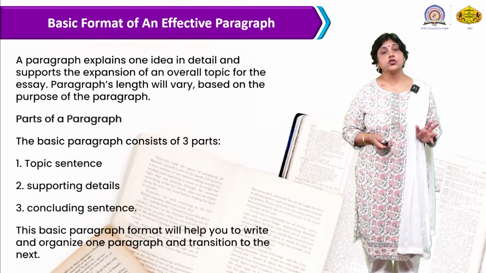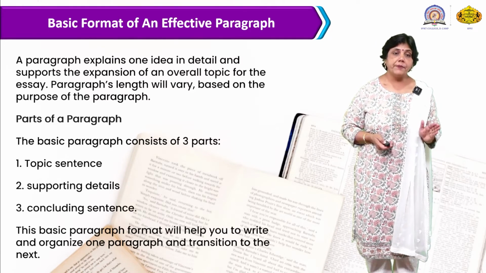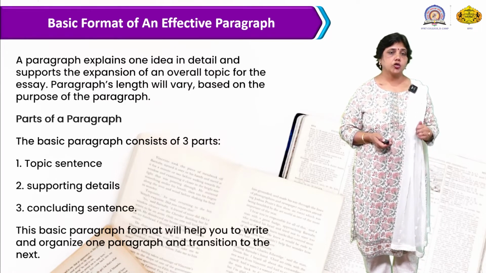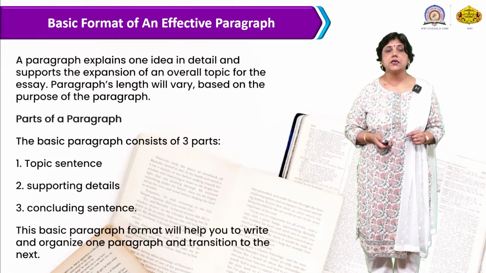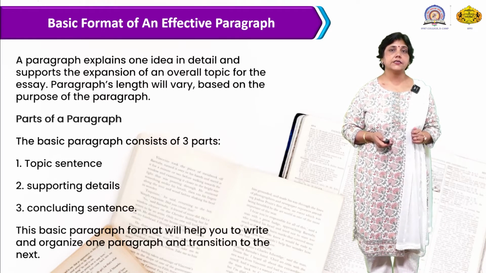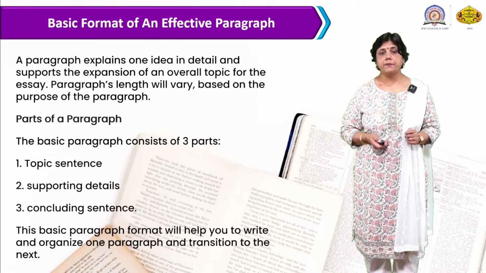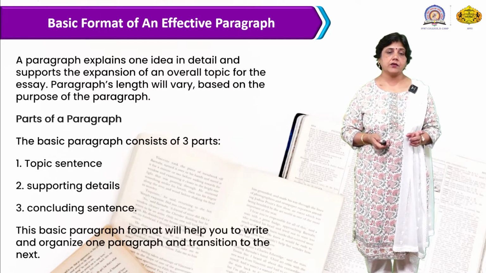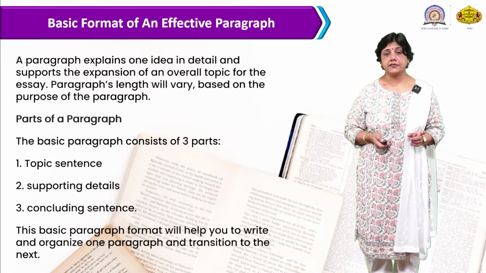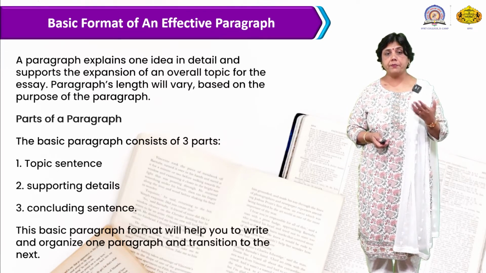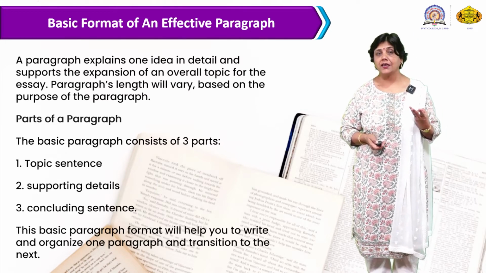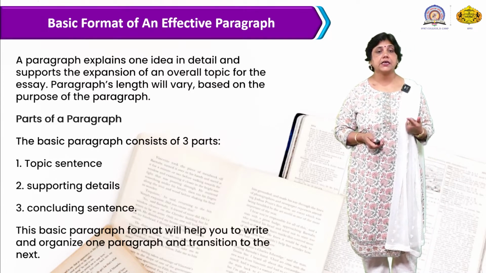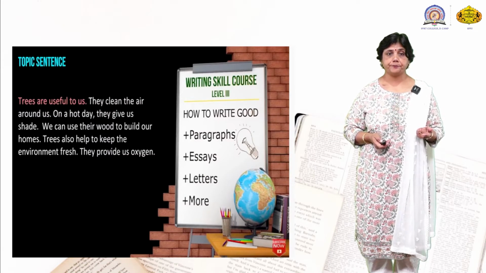Now let's see the parts of a paragraph. The basic paragraph consists of 3 parts. First one is the topic sentence, second one is supporting details, third one is the concluding sentence. The basic format of the paragraph will help you to write and organize one paragraph and transition to the next. So remember, these are the 3 main points for the basic format of an effective paragraph.